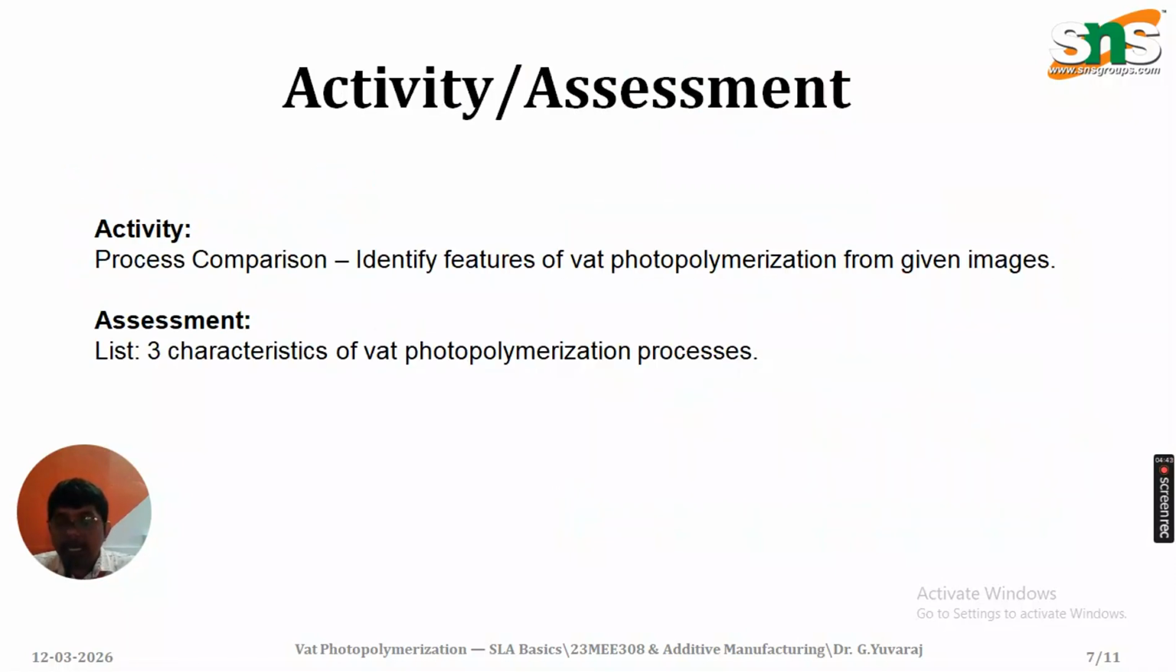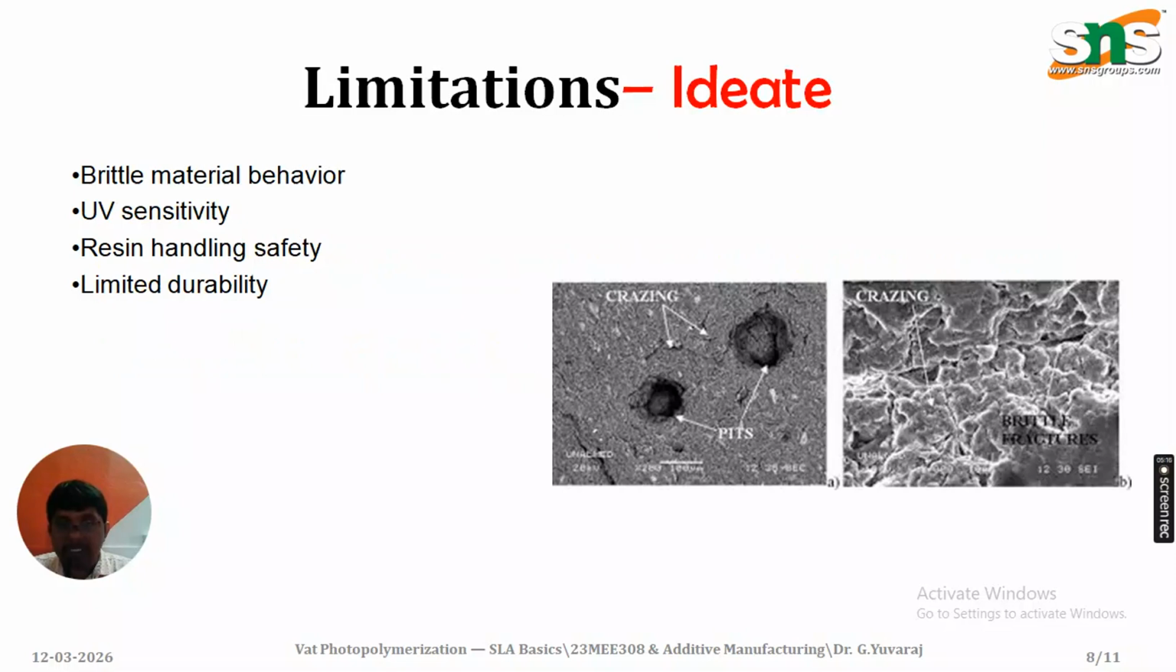This is the activity I planned for you. It is about the process comparison of photopolymerization. I am assigning you the topic of wet photopolymerization with respect to the given images. You simply need to compare the features along with their current requirements, and list out three characteristics of wet photopolymerization and why we need to build with them. That is what you need to find out through this activity.